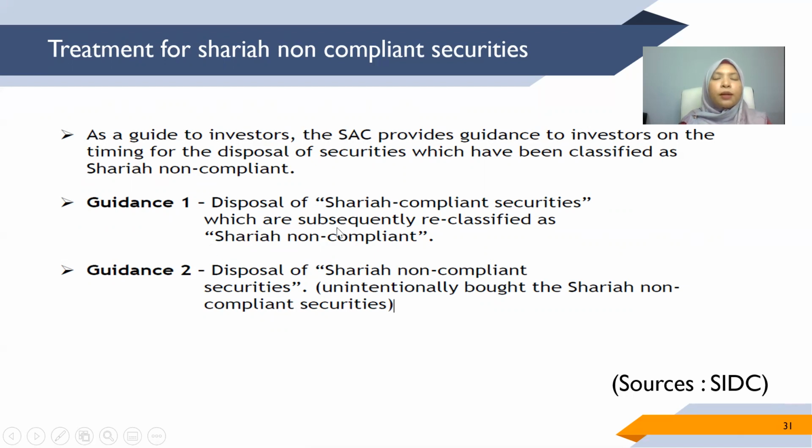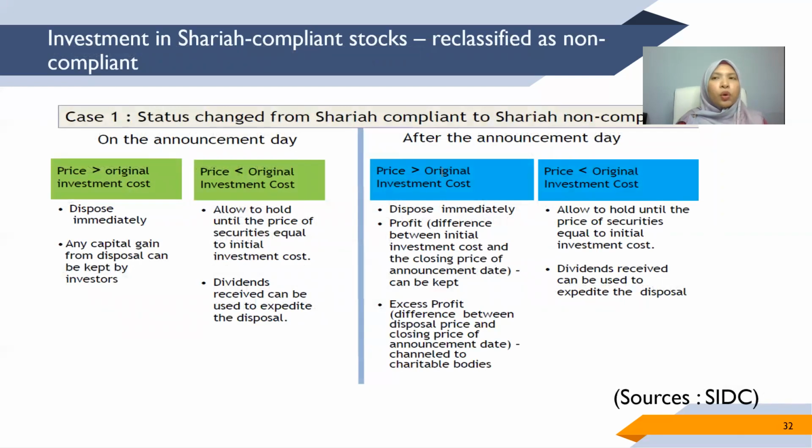Okay, guidance 1, Shariah compliant security subsequently reclassified as Shariah non-compliant. Maksudnya saham kita pegang kita tak sedar, jadi Shariah non-compliant. Yang kedua, unintentionally bought the Shariah non-compliant securities. Kita ni tak buat research dulu, kita beli sahaja. Tahu-tahu yang kita beli tu adalah Shariah non-compliant securities. So what should we do?